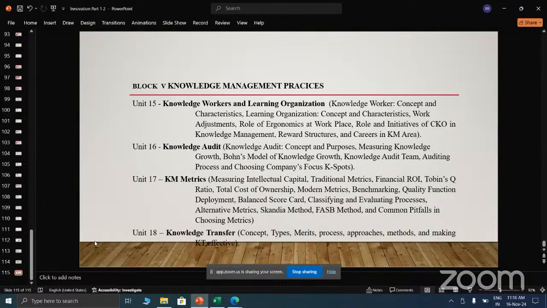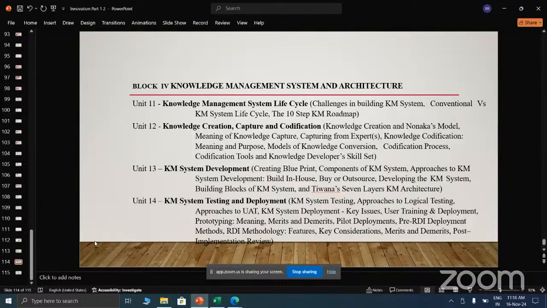Okay, let's go to unit 11. Sorry, block 4 and block 5. We will park this until tomorrow. I will just brief you on what the units under block 4 and block 5 will consist of. So in unit 11, the knowledge management life cycle will be there, wherein we will compare the traditional and the latest modern life cycle methods. And we'll also discuss the 10-step knowledge management roadmap.